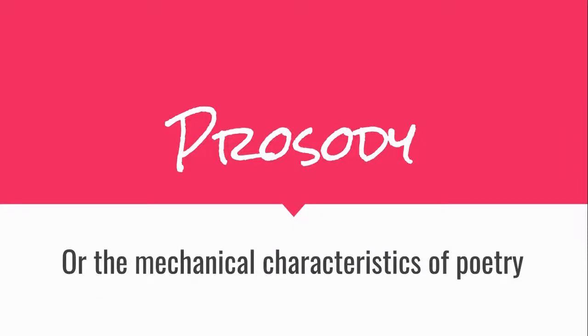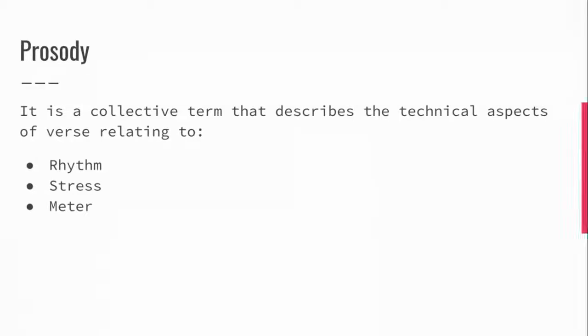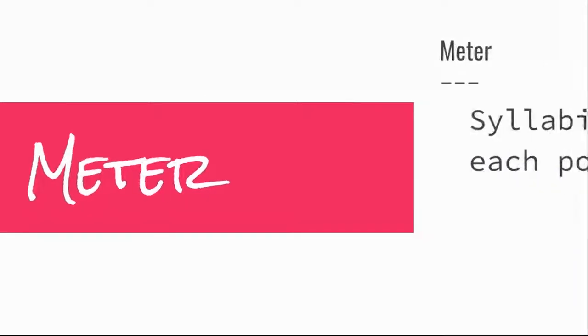Today's poetry lesson is on prosody, or the mechanical characteristics of poetry. Now, prosody is a collective term that we use to describe the technical aspects of poetry. That will be the rhythm, where you stress the syllables and where you don't, and what meter you use. So the first thing we're going to be talking about is meter, and meter is the repetition of syllables.